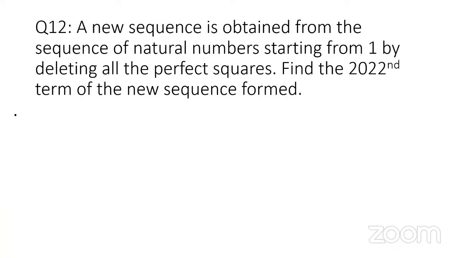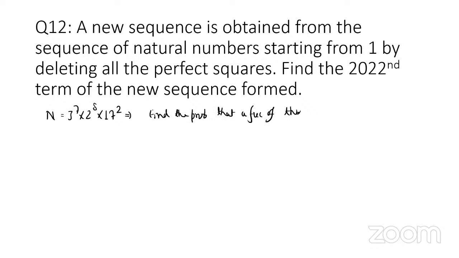The next question which we got through memory is a very good question. The question is that there is a number 3^7 × 2^8 × 17^2. Find the probability that a factor of this number picked at random is a perfect square, right?